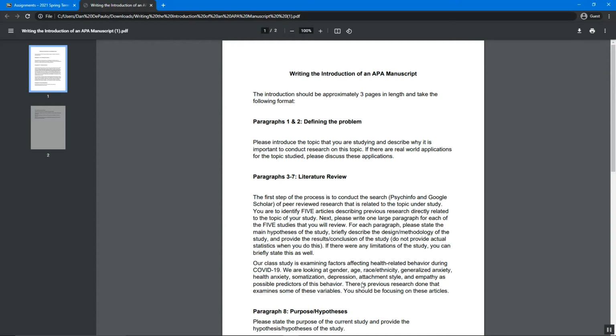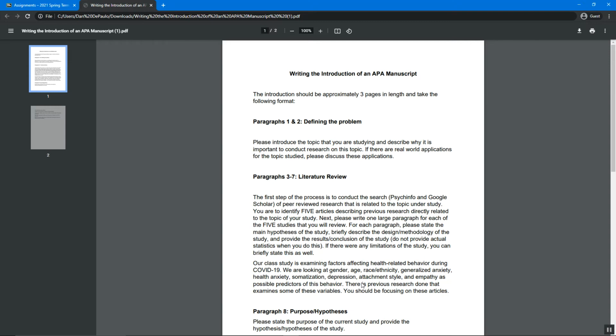And I'll talk more about the hypotheses later on. So you want 5, minimum of 5 articles. You want 1 large paragraph for each of those 5 studies. So paragraph 3, 4, 5, 6, and 7, each paragraph is going to be based on a study, an article that you find that you're going to do research on. You're going to read the article and you're going to summarize it in 1 paragraph.